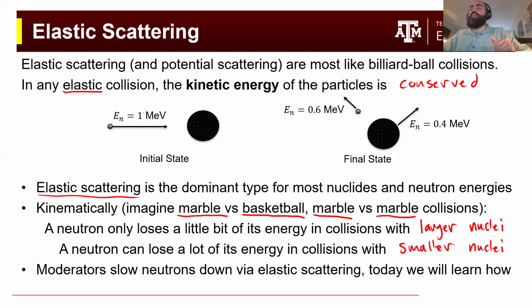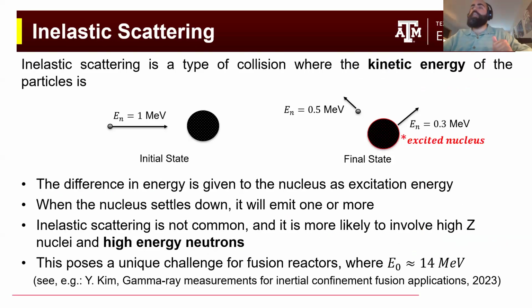We're going to show this, but I just wanted to talk about it using this analogy. Just thinking about marbles and basketballs, we can draw this conclusion, but we're going to show the math too. In doing that, we're going to better understand what makes a moderator a good moderator and how elastic scattering works. And it's elastic scattering that's doing most of the moderating, or slowing our neutrons down, in a reactor.